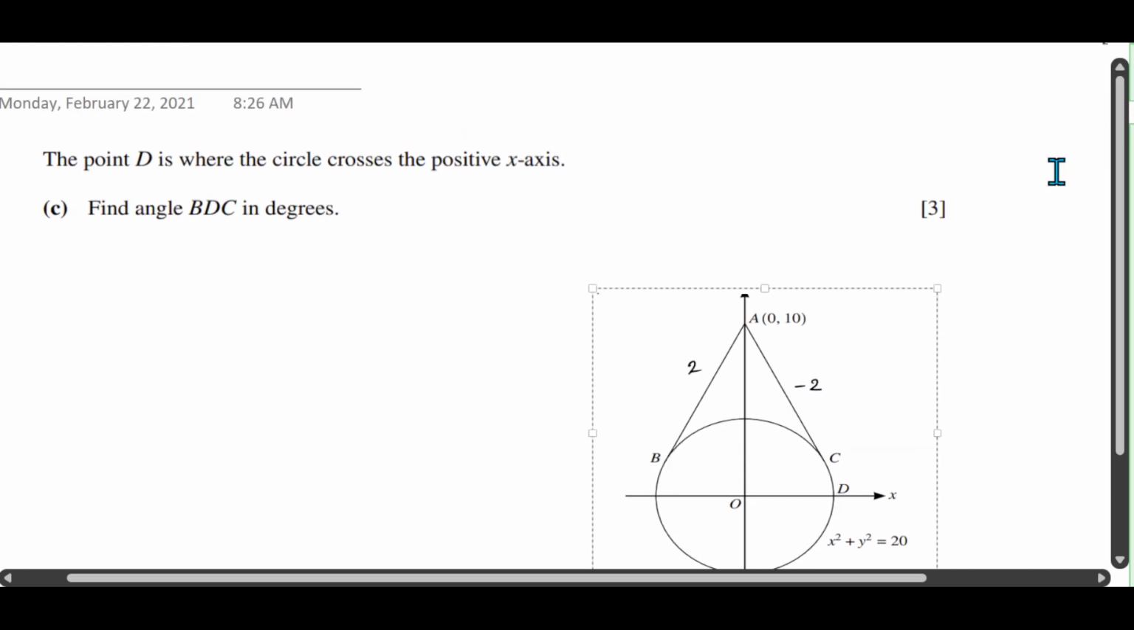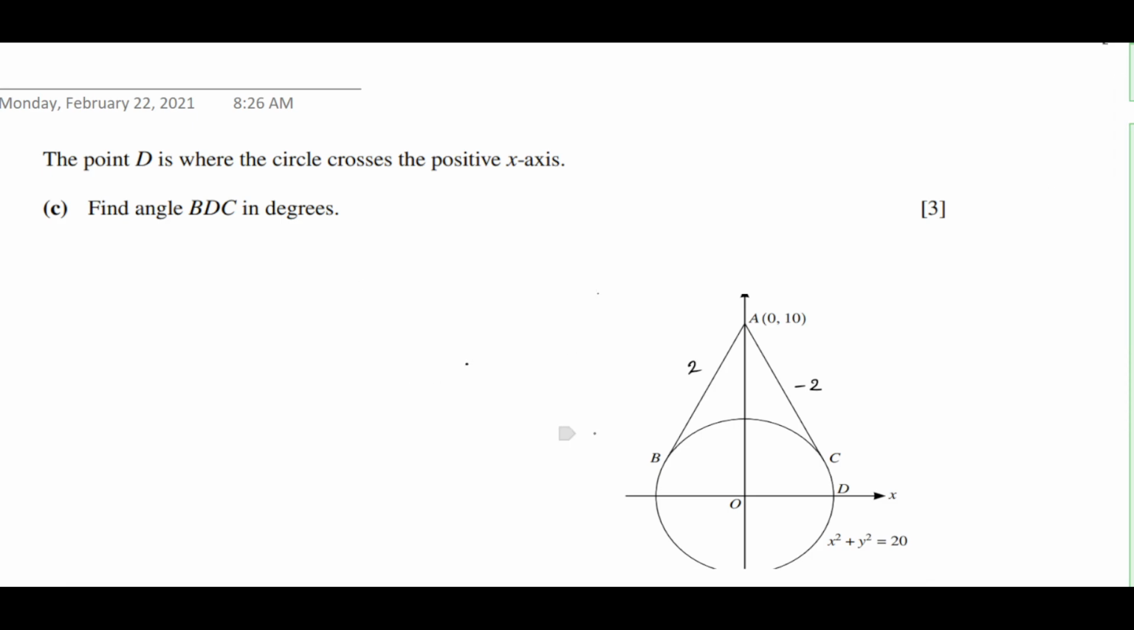Okay, this is better. So point B, here we get the coordinate as -4, 2, point C as 4, 2, and point D is where the circle touches the x-axis. If you want to find the coordinate of point D, here the value of y is 0, so x square is 20, so x is root 20. 4 times 5 is 20, so this is 2 root 5, comma 0. This is the coordinate for D.